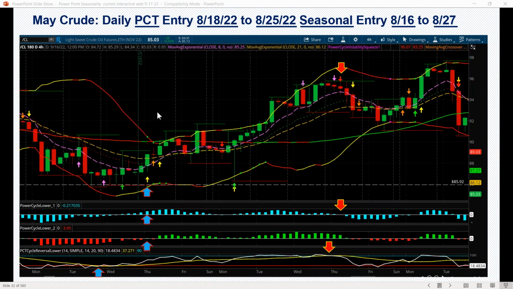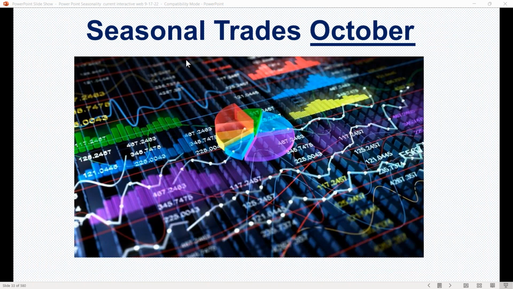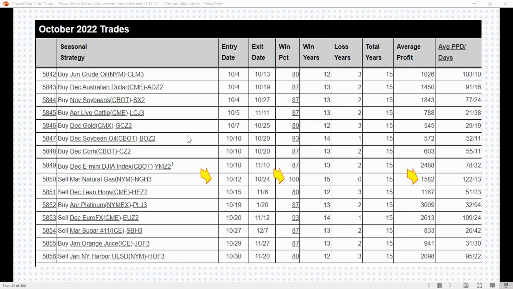Okay, so let's take a look now at what's coming up. So this is on the horizon. These are the trades coming up in October. Currently, you can see the different choices and things that you can start putting on your watch list to monitor. Some might be the ones you like to follow. Others might be things that you've never traded, you don't have any interest in.